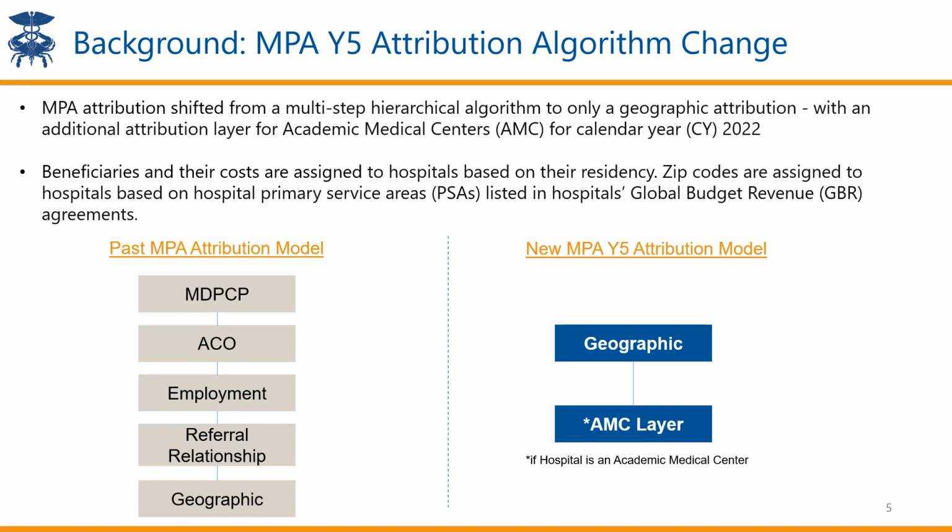And case mix index, for those of you who aren't familiar with that terminology, is just a gauge of comparative cost needed to treat a patient group in a hospital within a calendar year. For reference, an index of 1 indicates that its cost is the national average amount of resources per patient to treat the hospital-specific patient group.